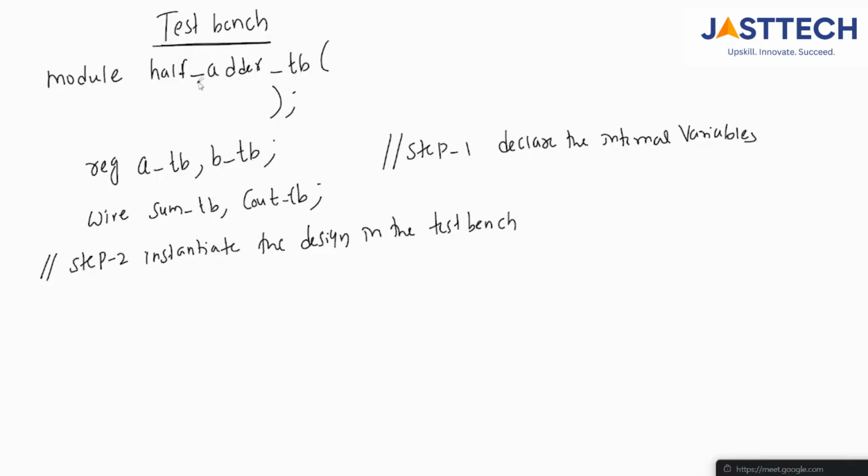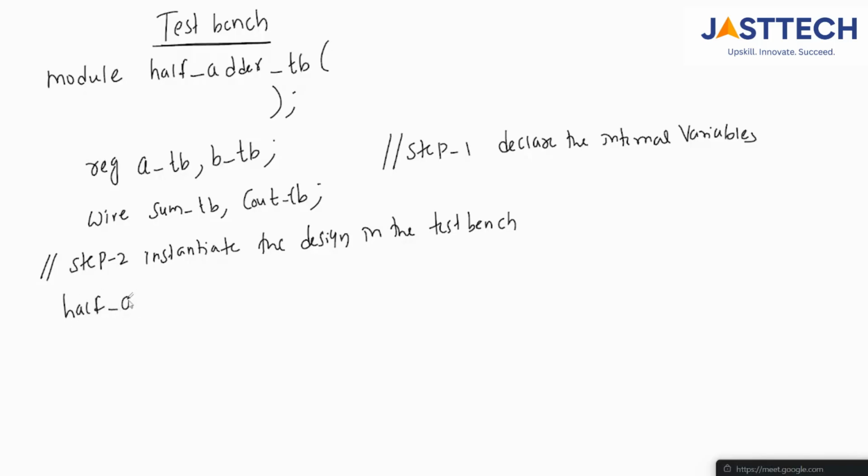In instantiation, I told you there are two types: one is connection by name and one is connection by position with order list. Connection by name means you have the design name, and outside the bracket the design variables come, and inside the bracket the test bench variables come. Connection by position means the same position in which you declared the inputs and outputs, you need to follow.